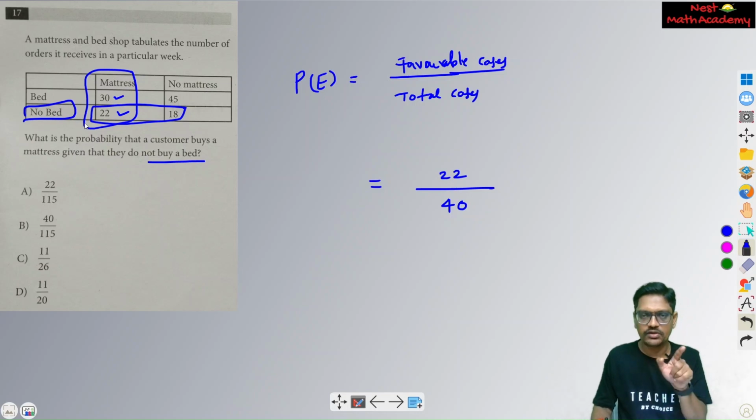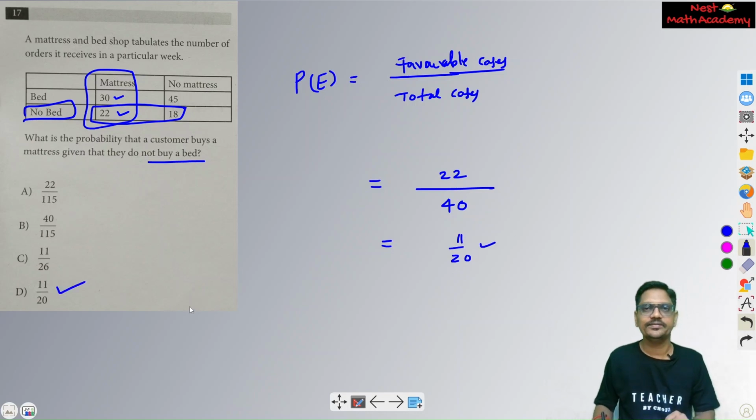That is the table. Now I want the people who bought no bed, that is 40. Out of that, I want the people who bought the mattress as numerator. So that is 22 divided by 40, 11 divided by 20. I guess that should be the answer. Yeah, option D. Okay.